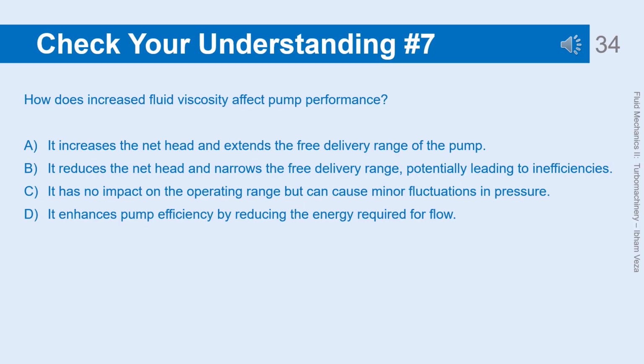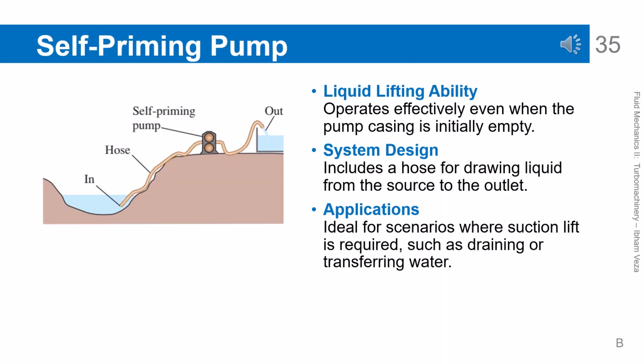Explanation of incorrect options. Option A. Increased viscosity decreases the net head and limits the free delivery range instead of increasing or extending these parameters. Option C. Increased viscosity significantly impacts the operating range, making this option incorrect. It requires adjustments to avoid inefficiencies and motor strain. Option D. Increased viscosity generally reduces pump efficiency as more energy is required to move the fluid, contrary to what this option states.